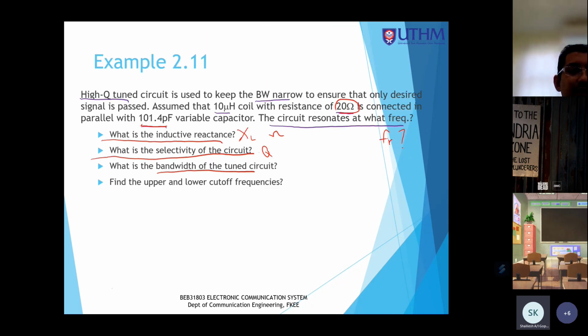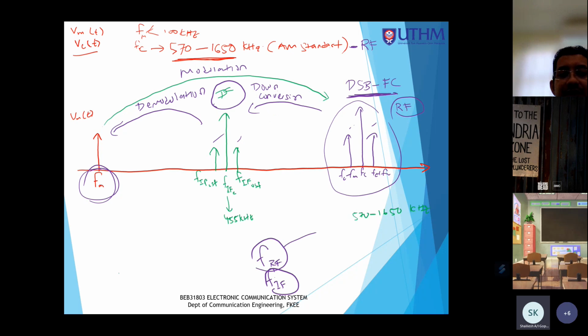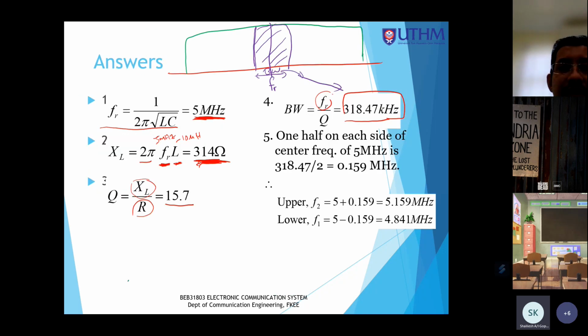Okay, and then what? The next question asks you to find the upper and lower cut-off frequency. Apa benda ni? Okay, so cut-off frequency yang dimaksudkan di sini adalah, berapakah nilai frekuensi ini? F1, katalah sini adalah F2. How much is this?